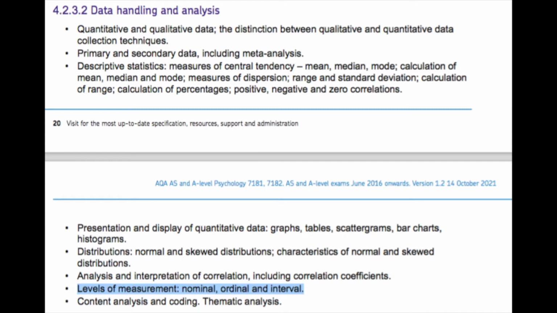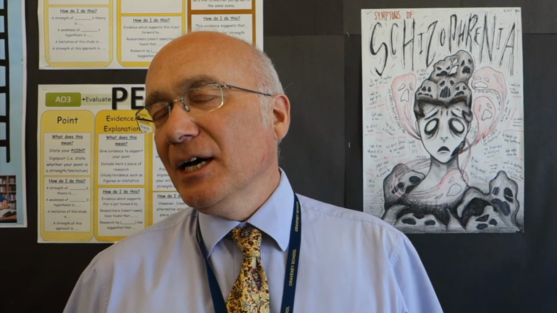Video 19, levels of measurement, and also a little bit of revision on graphs. Levels of measurement are nominal, ordinal, and interval data, and they mean slightly different things.